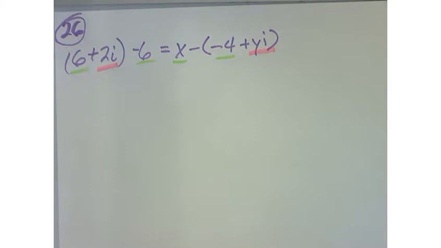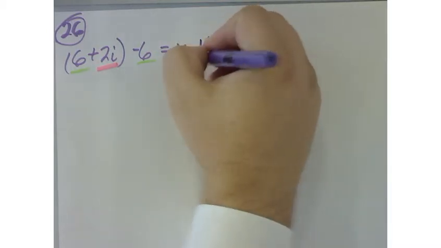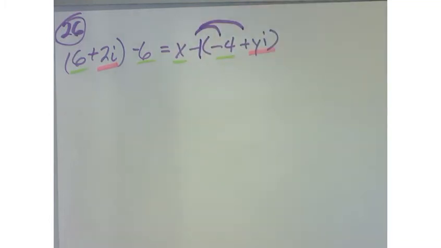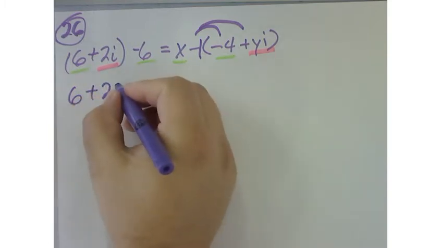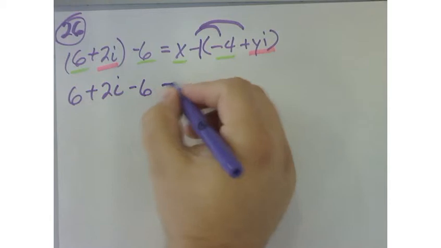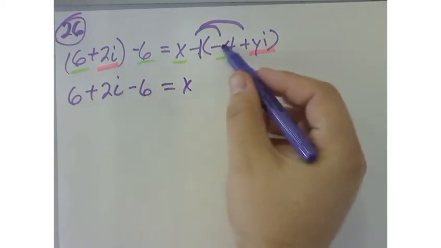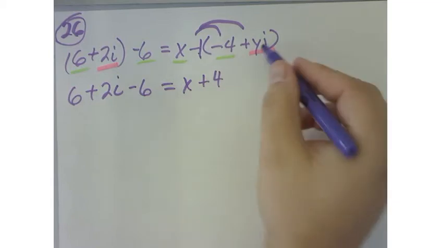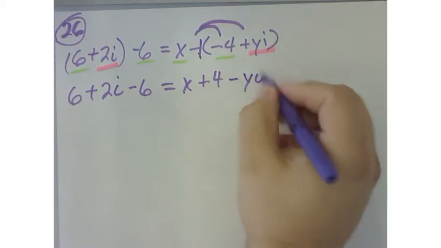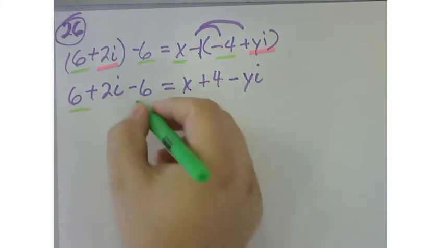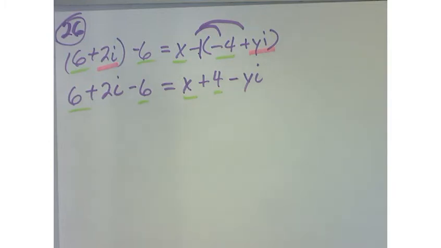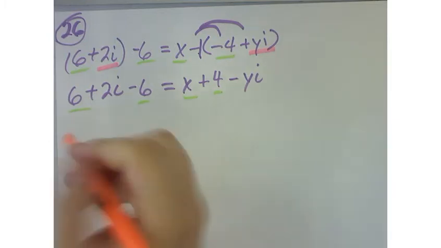So what I'm going to do, just like we would solve a regular equation, is distribute this negative. Think of this as -1 times the quantities in the parentheses, right? So I'm just going to drop the parentheses. This is 6 plus 2i minus 6 is equal to x. -1 times -4 is a positive 4. -1 times yi is a negative yi. And so now I'm going to combine like terms, remembering that these are real components and anything with an i is an imaginary component, right?